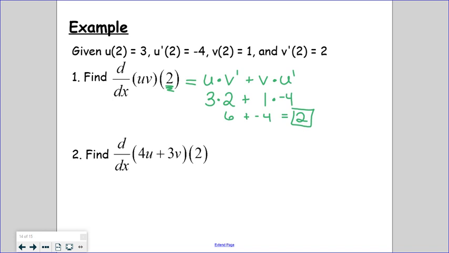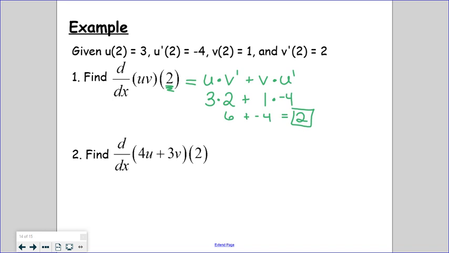Okay, so let's look at the second one. d/dx of 4u plus 3v. Can we talk about that 4u part of it? Is that a product rule to do this? Will I need product rule to do the derivative of 4u? What do you think? Is it multiplication? Do I need to do the product rule?